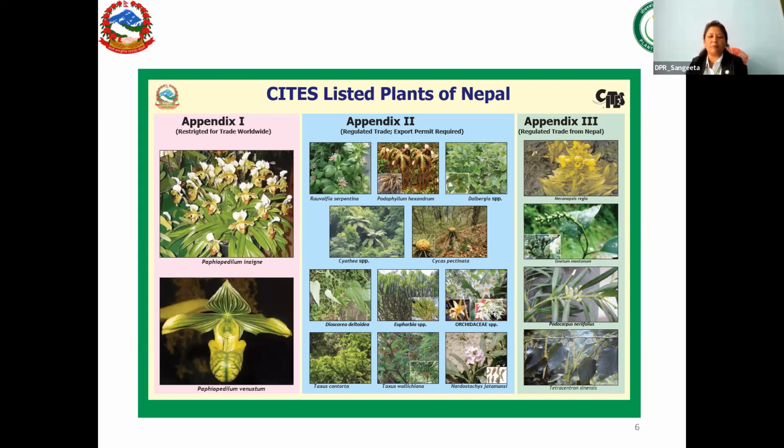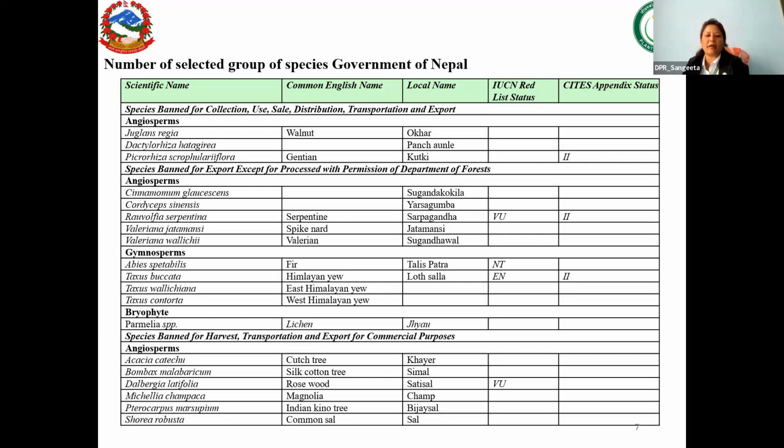So there are some species which are protected by the government of Nepal, and these species protected by the government of Nepal are altogether 19, and the species banned for collection, use, sale, distribution, transport, and export. In angiosperm, it is Juglans regia, Dactylorhiza hatagirea, and Picrorhiza kurroa.